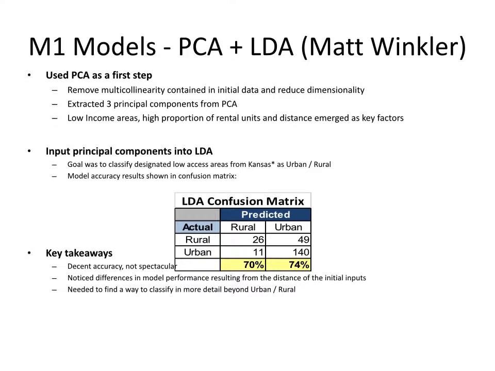In terms of accuracy, I got the results shown in the confusion matrix in the middle of the slide, where for rural areas I was able to predict with 70% accuracy, and urban with 74% accuracy. I thought that the results were decent, not spectacular, but I also took away that the distance input was a key factor for some of the further modeling that we did down the road. I also wanted to find a way to classify these census tracts in more detail beyond just an urban and rural split, so that we could point to some more socioeconomic or marketing opportunities.